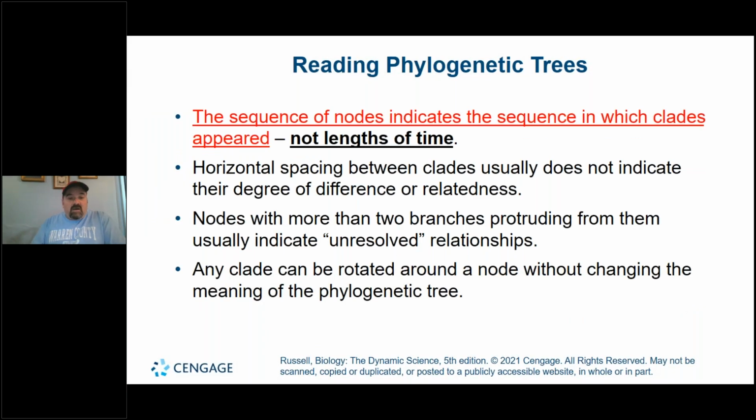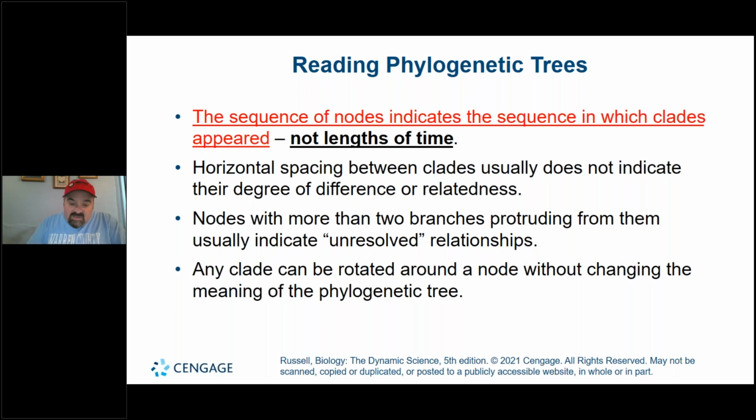Okay. Let's see here. So the sequence of nodes, right? Those different branches, the branching points where we end up having the divergence and the creation of new different branches. The sequence of the nodes, that spot where the branching takes place, indicates the sequence in which clades appeared, but not length of time. You have to realize that. Although to get to that point of divergence, yes, there's absolutely many millions of years, according to evolutionary theory, that would take place. But they're not giving you that.